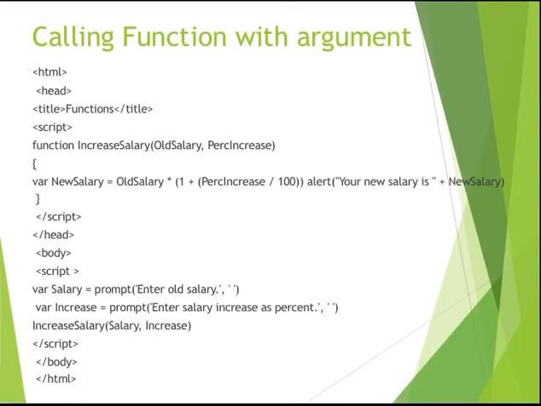Now, as I said, we are going to write a function inside the head tag. So open the script tag over here, then the function keyword, then the function name is increaseSalary, then open your circular bracket. Here we are passing two arguments to our function, that is oldSalary comma percentIncrease. So these are the two arguments you have passed. Then close the circular bracket and open the curly bracket of your function.